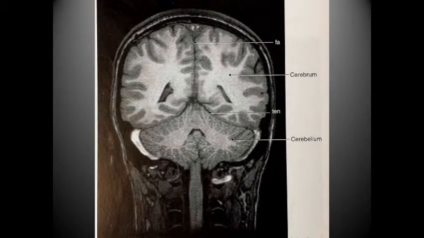Here we're seeing the cerebrum, which is what most people really consider when they're talking about the brain. And then here we have the tentorium cerebelli. And here is the cerebellum. Here is the lateral ventricle. Additionally, we have the falx cerebri with the longitudinal fissure.